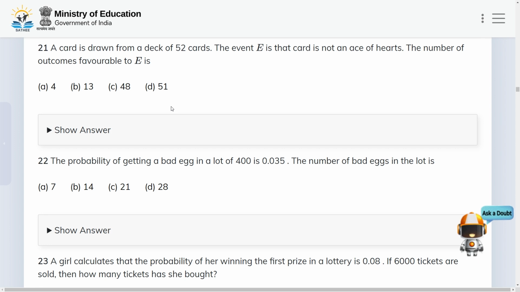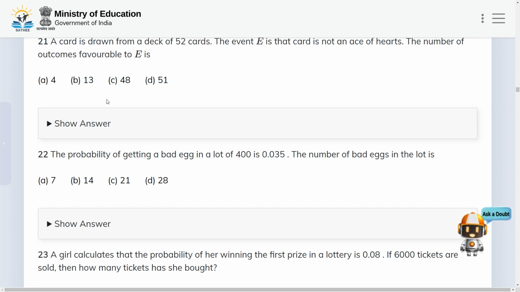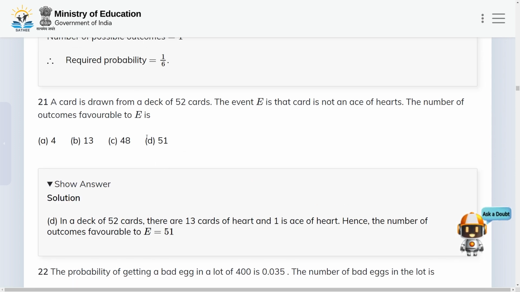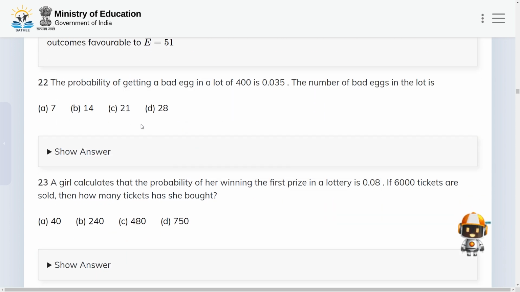So in question number 21, here we have a card is drawn from a deck of 52 cards. The event E is that card is not an ace of hearts. The number of outcomes favorable to E is what? So here in a deck of 52 cards, there are 13 cards of hearts, and one is ace of hearts. Hence the number of outcomes favorable to E is equal to 51. So therefore here the correct answer is option number D. And now let us see question number 22.